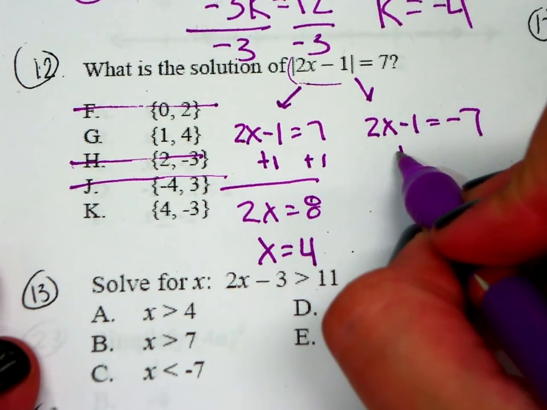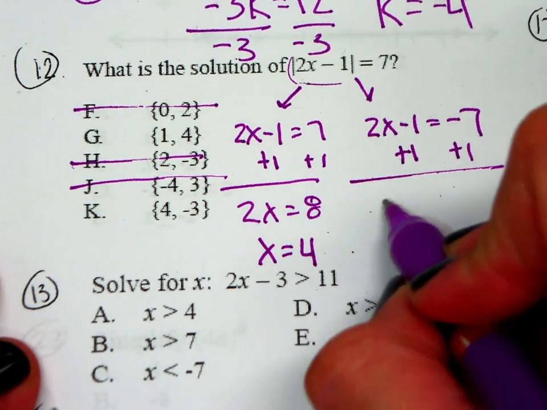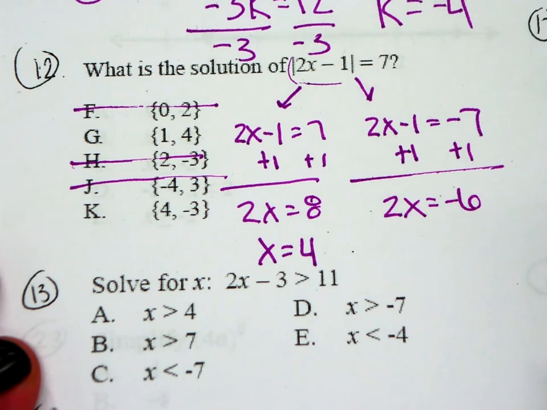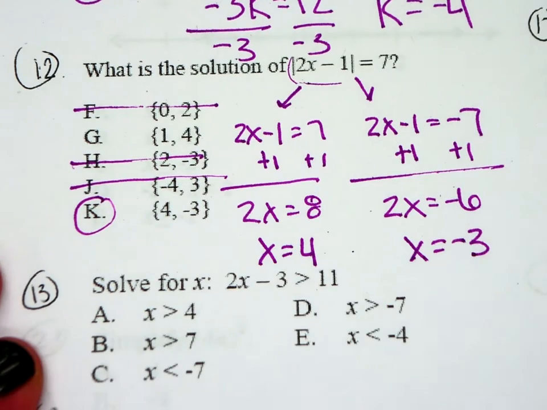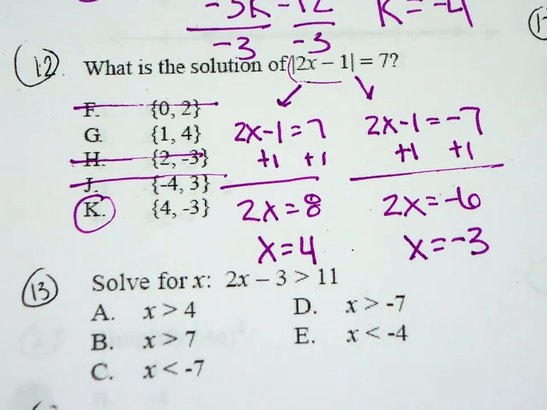That's why they're there. So plus 1 plus 1. So 2x equals negative 6. When I divide both sides by 2, I'm going to get x to be negative 3, which is option K. So remember, no one's grading your work. Okay, if you can eliminate your answer choices, do it.